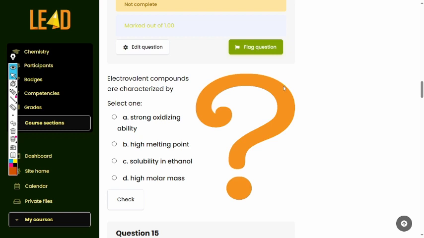Now, high melting point. High melting point is correct because the force of attraction between the ions in an electrovalent compound is very high. So it takes a lot of heat energy to break the bond between the ions, and that's why they have a high melting point. Solubility in ethanol is wrong because ethanol is not a polar compound, and electrovalent compounds can only dissolve in polar compounds or polar solvents. So C is wrong. And then D, high molar mass. Covalent compounds tend to form high molar mass compounds because they form giant molecules. They form heavier molecules when they combine. So D is wrong. So the correct answer is B.